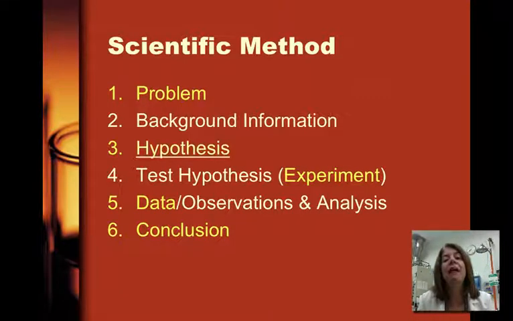If it does not, then what we have to do is go back and maybe think about our problem and change it a little bit, possibly. Then collect some more background information, create a new hypothesis, experiment, collect data and make observations and make analysis, and then draw a conclusion until basically what we thought was going to happen actually happens. And then we've solved our problem.